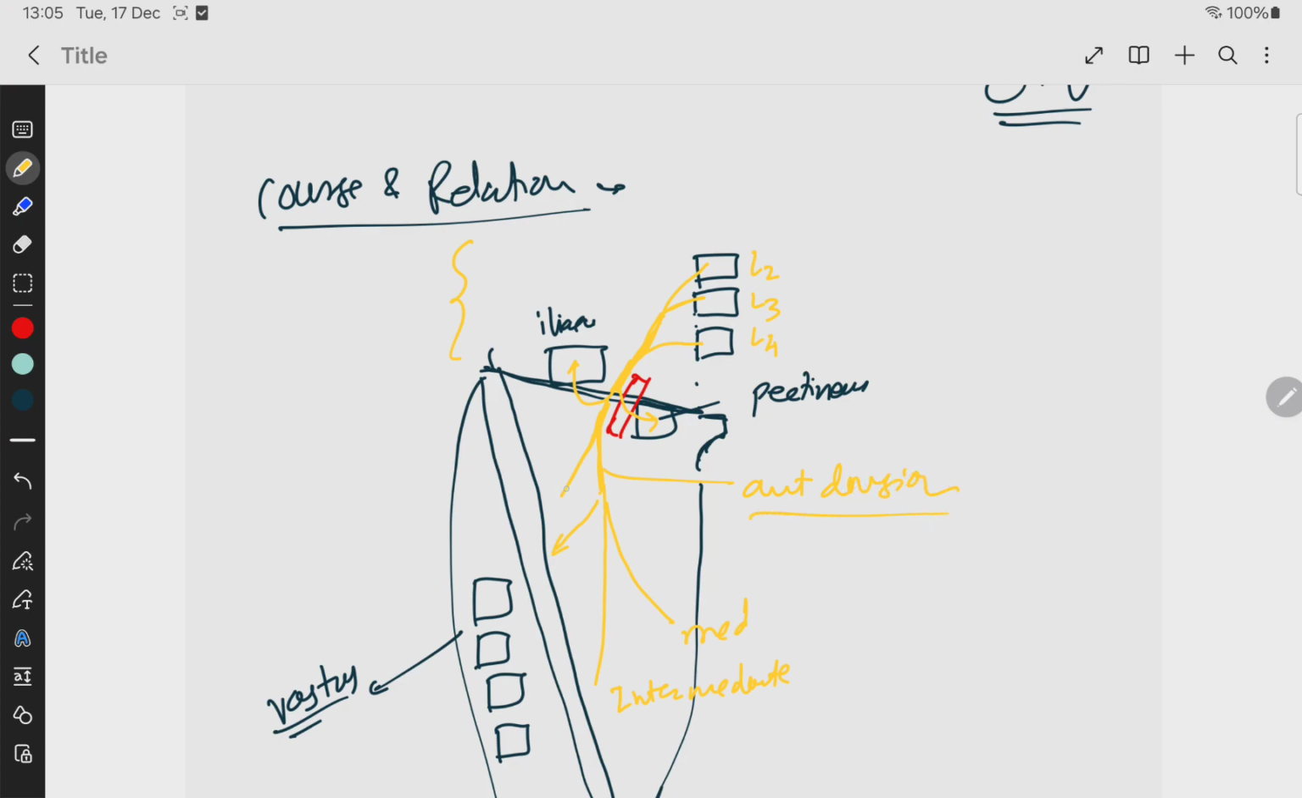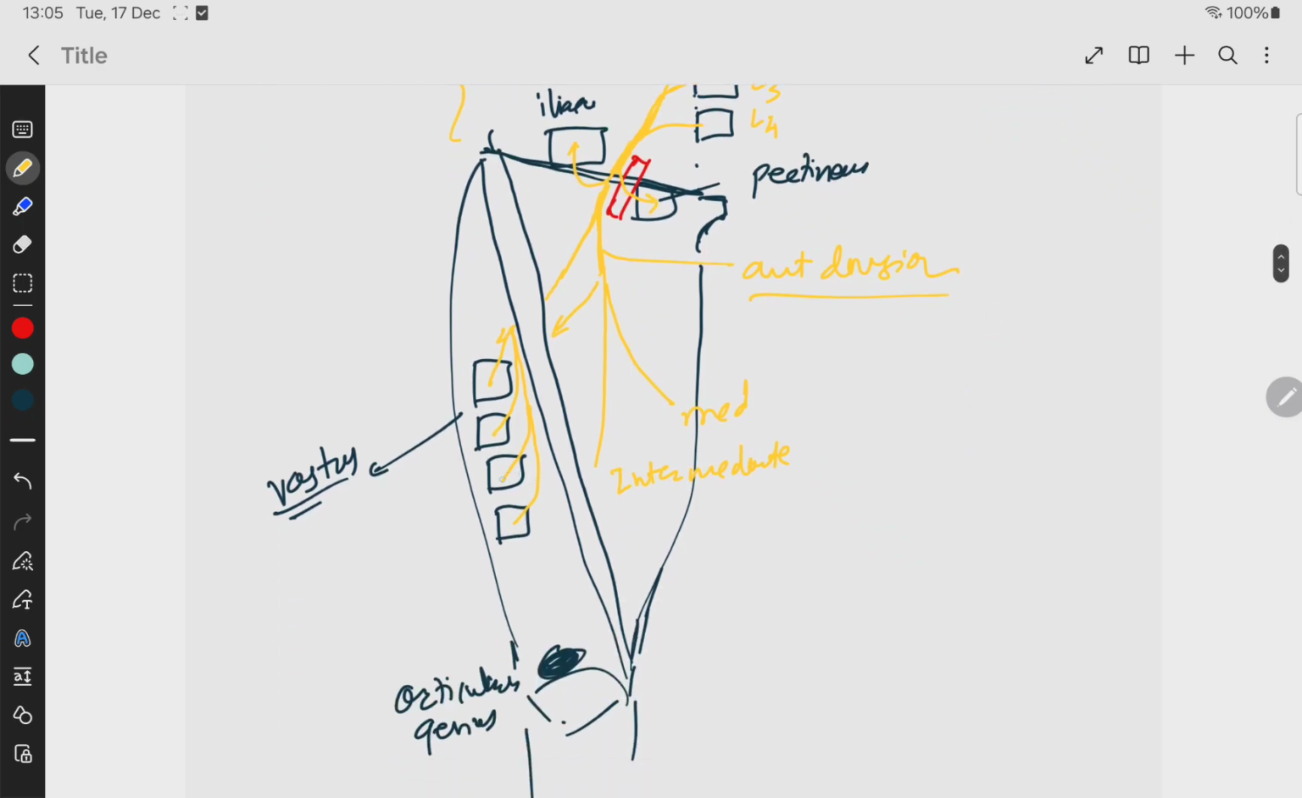Now the posterior division goes on the lateral side and supplies rectus femoris, vastus intermedius, vastus lateralis, and vastus medialis. Vastus intermedius gives a branch to the articularis genu, and it continues as a cutaneous branch that is called the saphenous nerve. That is the cutaneous branch coming from the posterior division. Okay, so this is the whole distribution of the femoral nerve.